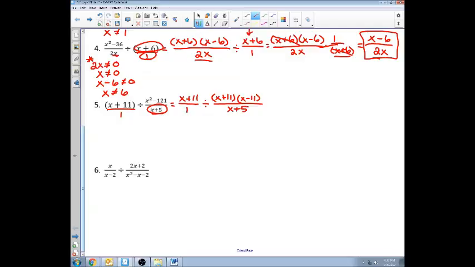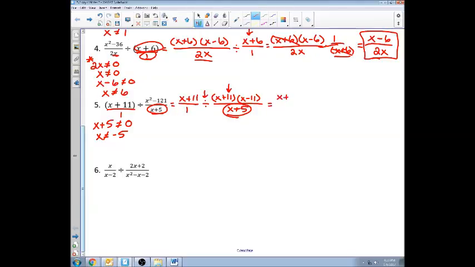At this point, I'm through step 3. I need to look into step 4, which is checking for my restrictions. So x plus 5 is my only restriction at this point. X plus 5 cannot equal 0. So that means x cannot equal negative 5. Now that I have my restrictions stated, I can go on to step 5, which is to flip my second fraction and change my division sign to multiplication.